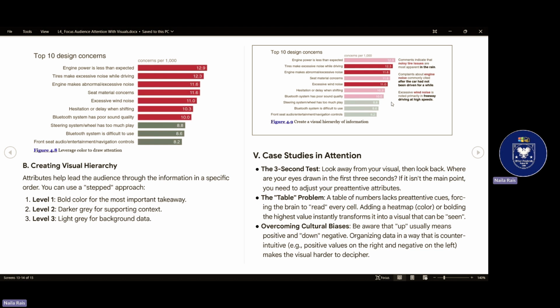Overcoming cultural bias. Be aware that up usually means positive and down negative. So this is the psychological thing. Up usually means positive, down negative. Organizing data in a way that is counterintuitive, positive values on the left and negative on the right, or vice versa, makes the visual harder to decipher. If we change these, it will be a little hectic for our audience to look at, like they have to look for that thing.